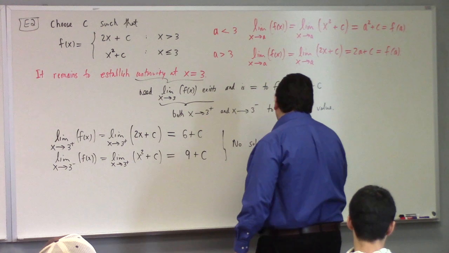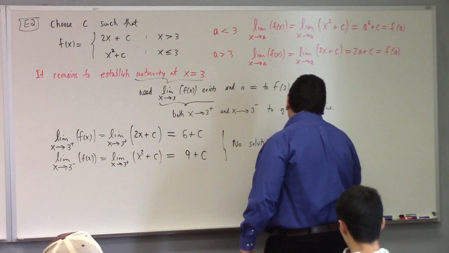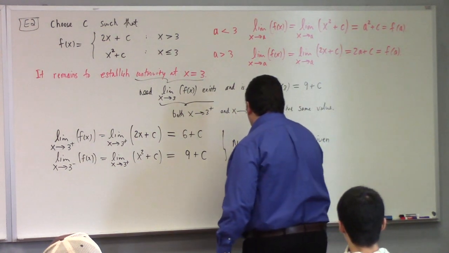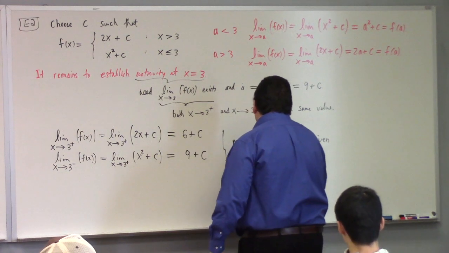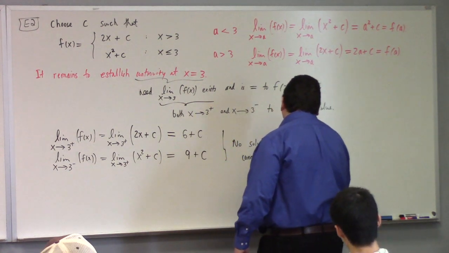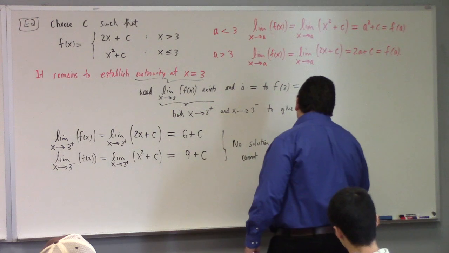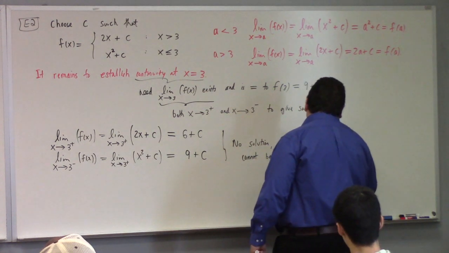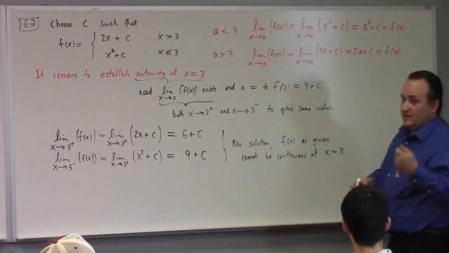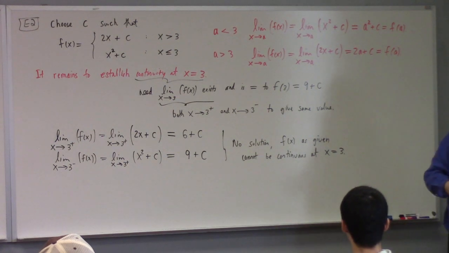f of x as given cannot be continuous at x equals 3. And if it can't be continuous at 3, that means it's not a continuous function.